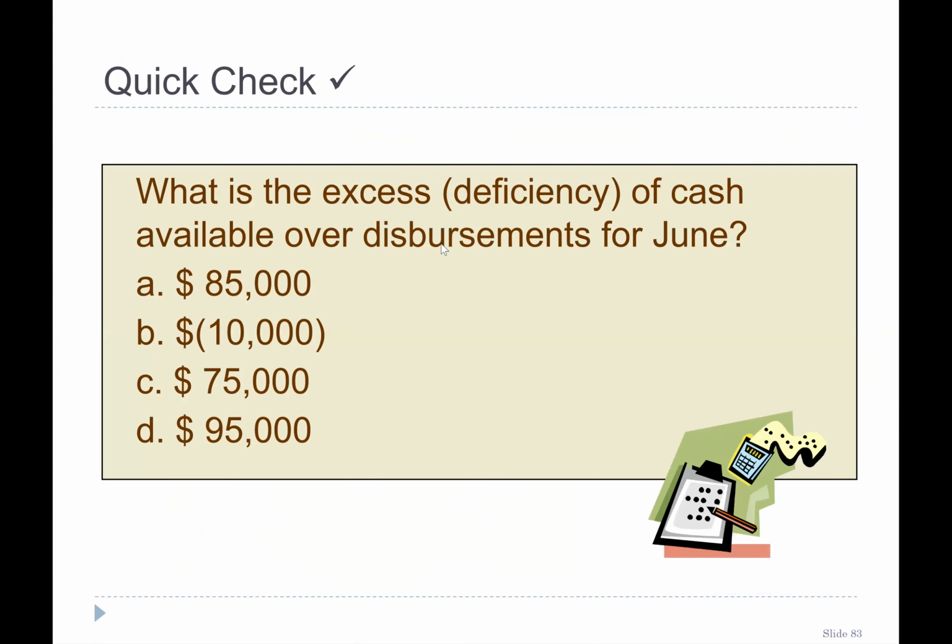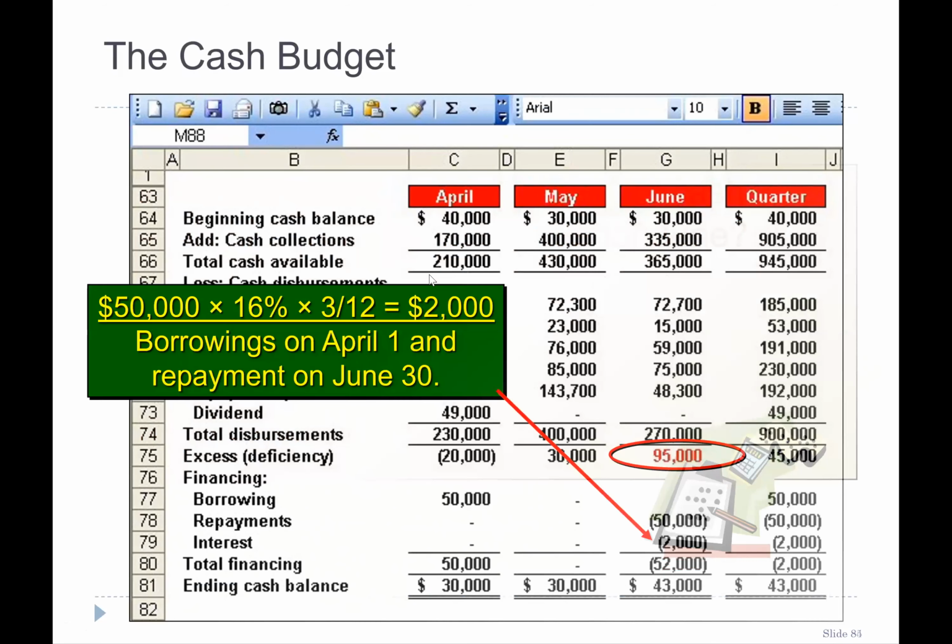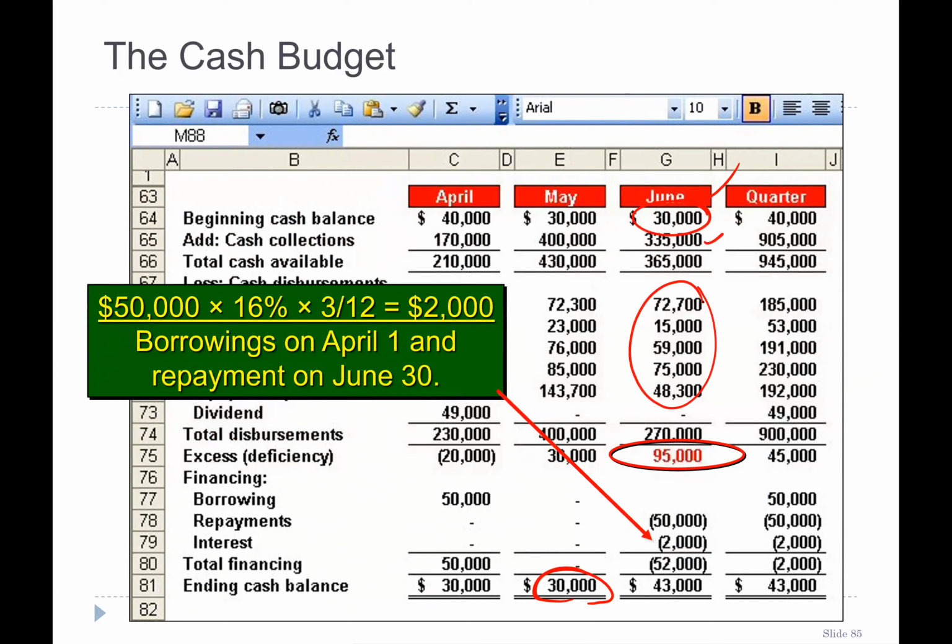Quick check here. What is the excess cash available over disbursements for June? Here we go. Where did this 95,000 come from? Here, in June, this 30,000 balance will be the opening balance, and that is the cash collection. And we already have our disbursement here. So you see, we have the excess cash of 95,000, right? Which is basically the quick check of our previous slide.